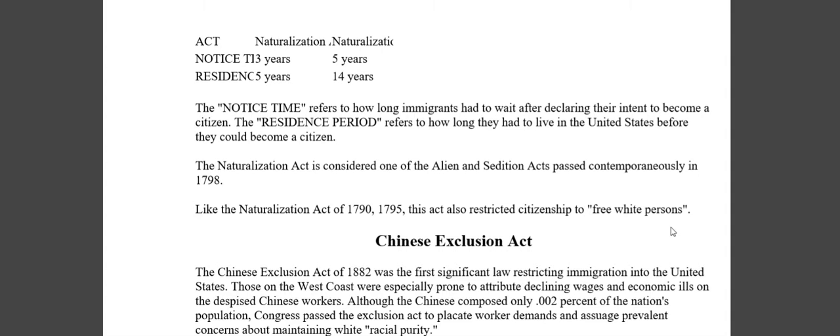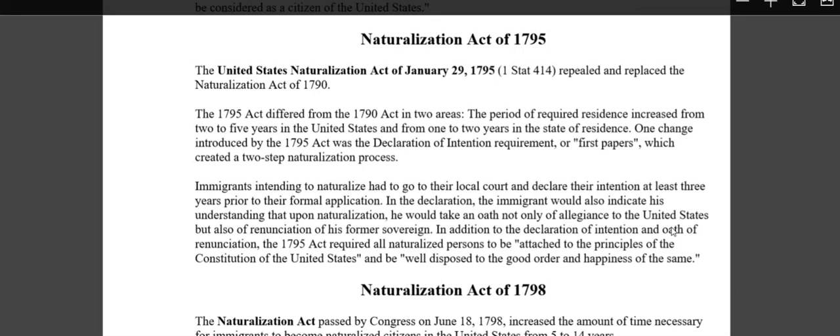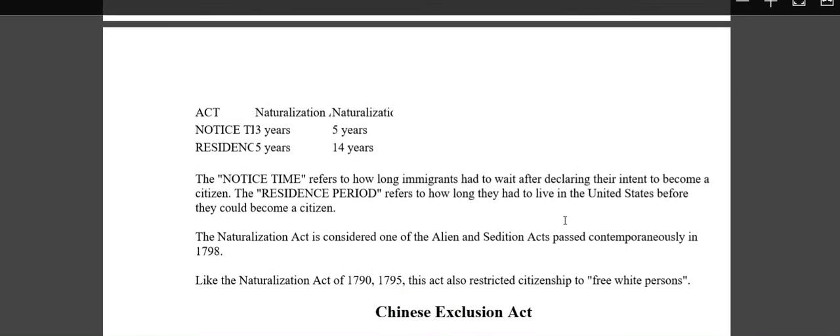So when we understand the history of the Naturalization Acts, they don't differ from the first in much at all, other than how long you have to be here in order to be considered. 2 years versus 5 years versus 14.